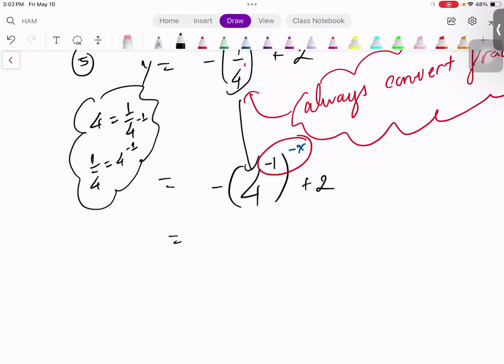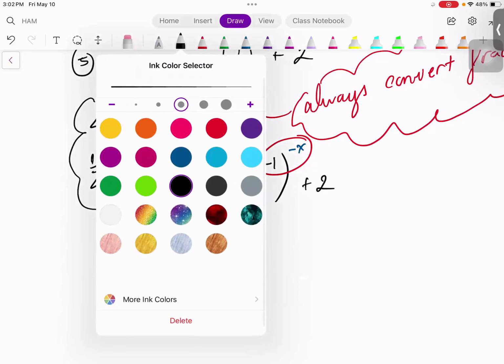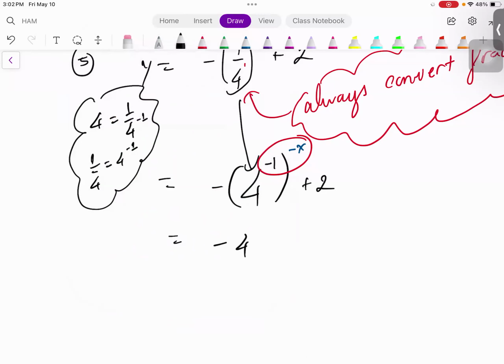Look at Amy. We multiply. When two powers are next to each other, we multiply. So -1, what is -1 times -x? Just x, right? Negative becomes positive, right? So this is just x.